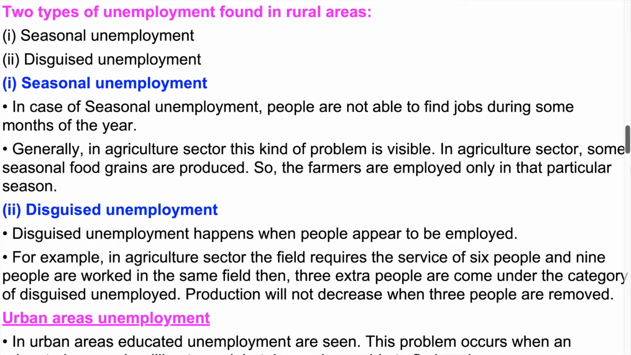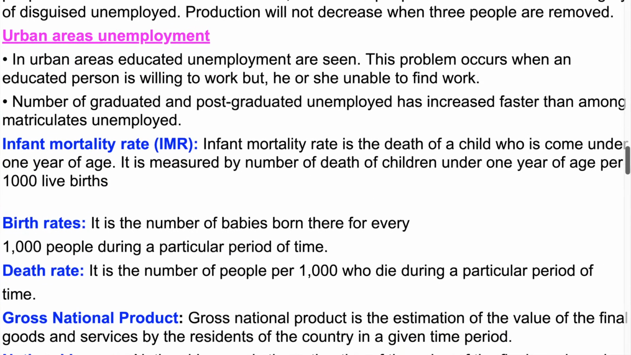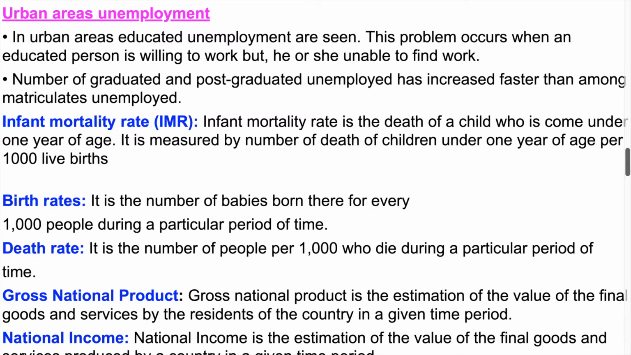2. Disguised unemployment. Disguised unemployment happens when people appear to be employed. For example, in the agriculture sector if a field requires the service of 6 people and 9 people work in the same field, then 3 extra people come under the category of disguised unemployed. Production will not decrease when 3 people are removed. Urban areas unemployment. In urban areas, educated unemployment is seen. This problem occurs when an educated person is willing to work but is unable to find work. The number of graduate and postgraduate unemployed has increased faster than among matriculate unemployed.